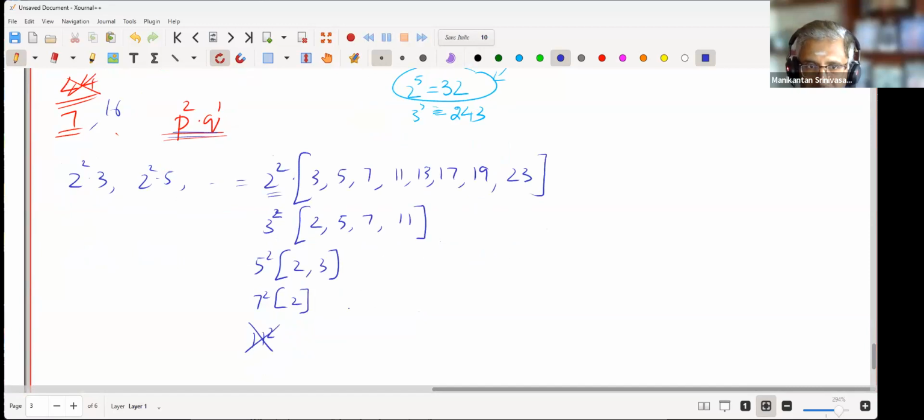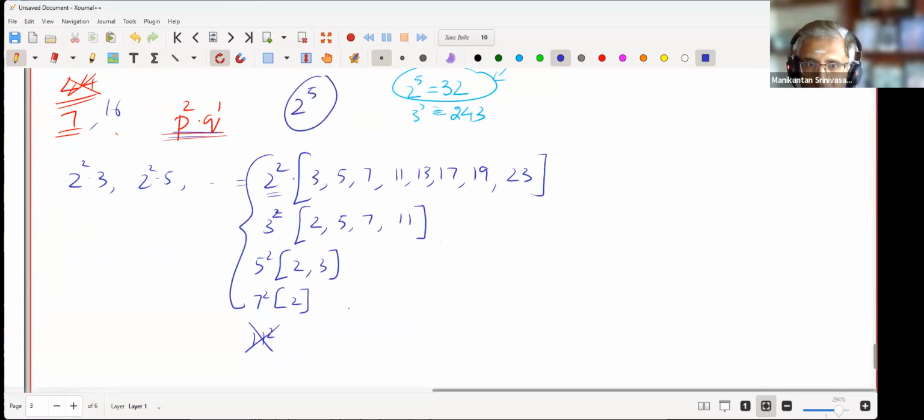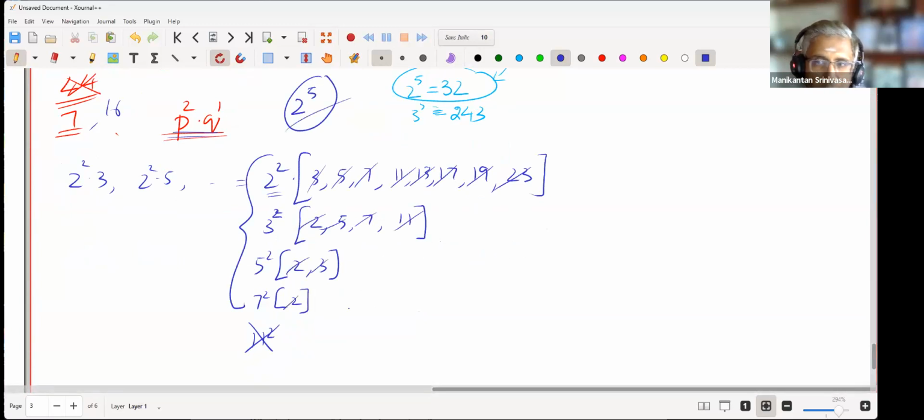So all of these numbers, plus that one number that we saw earlier, which is 2 power 5, will all count. How many? 1, 2, 3, 4, 5, 6, 7, 8, 9, 10, 11, 12, 13, 14, 15, 16. Very well done, Akshaj. 16 indeed.